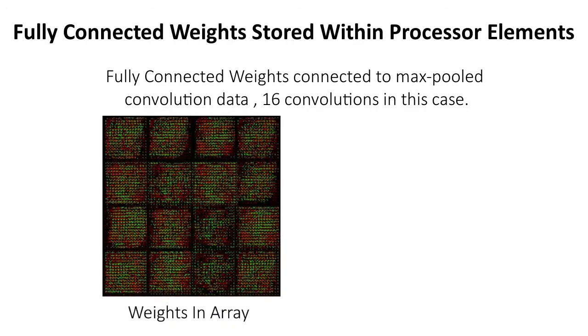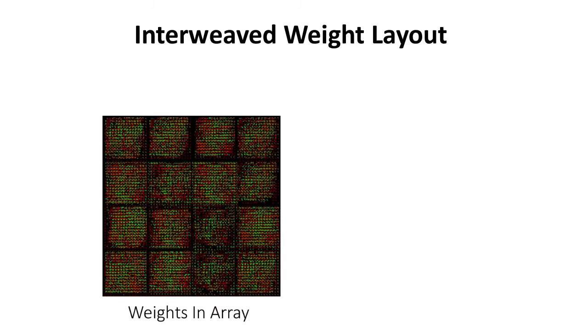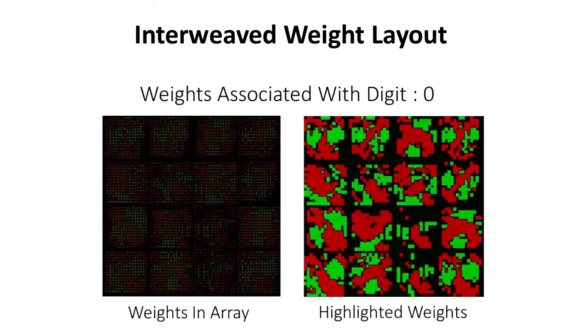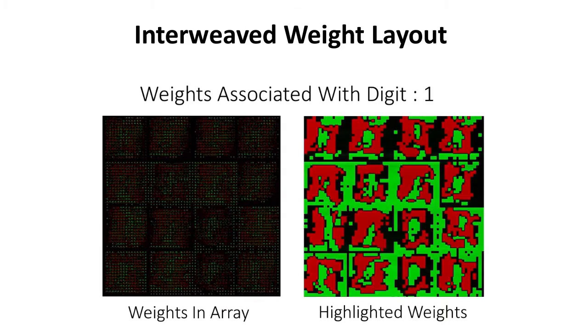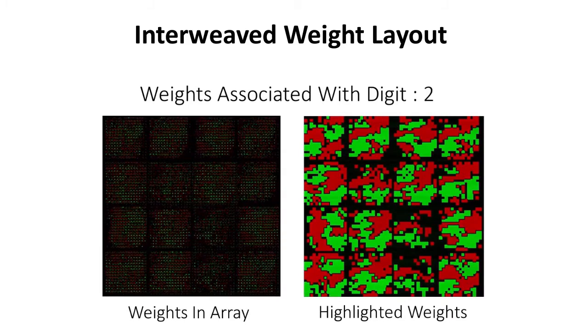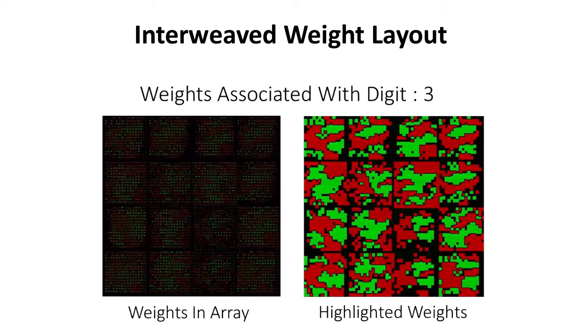The max pooled activation data resulting from a convolutional layer can then be used to perform a fully connected layer. Here we see the weights for the fully connected layer, with the weights for each digit interweaved with one another. Here we highlight the weights associated with the digit 0, the digit 1, 2, and so on.